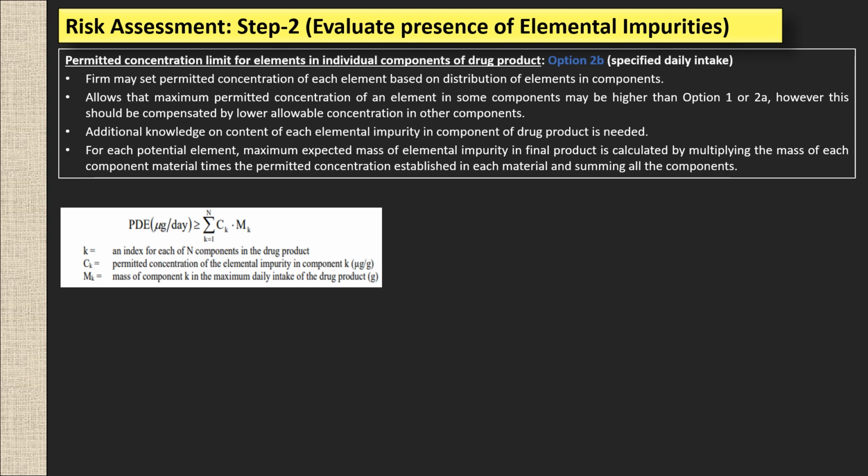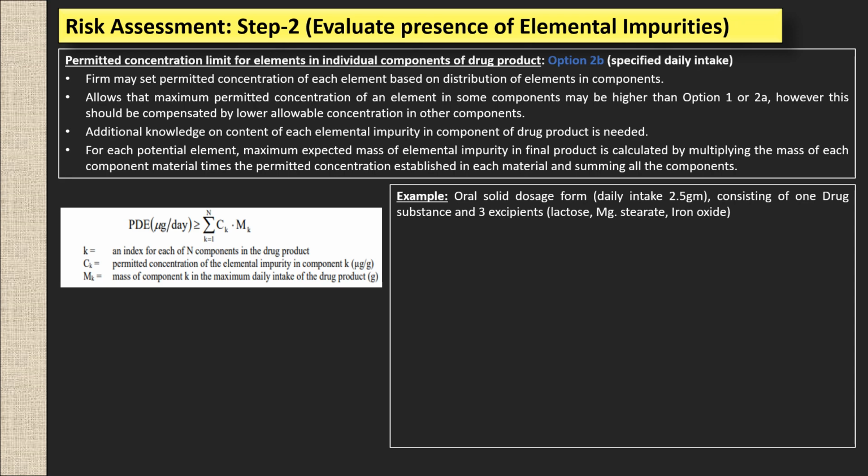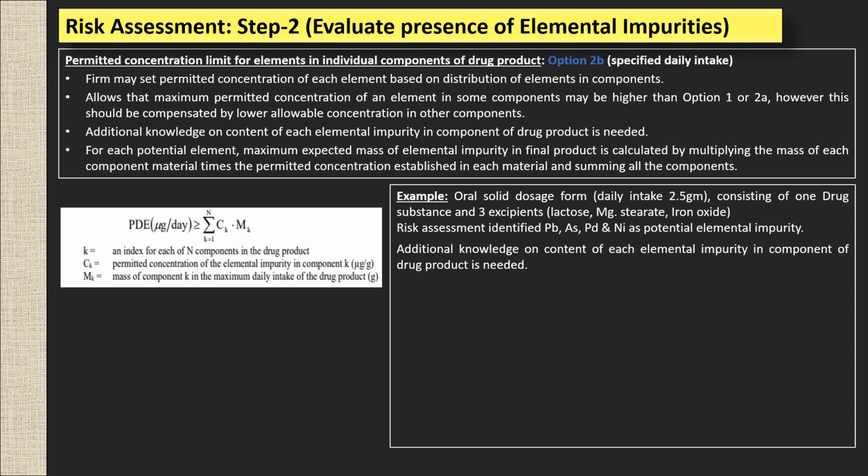So here it seems to be quite a complex formula: PDE in microgram per day should be greater than or equal to the sum of CK into MK, where CK is the permitted concentration of elemental impurity in the component and MK is the mass of the component in the maximum daily intake of the drug product. So we'll see with the same example, that is oral solid dosage form of 2.5 gram intake consisting of one drug substance and 3 excipients. Again, same elements have been identified in the risk assessment.